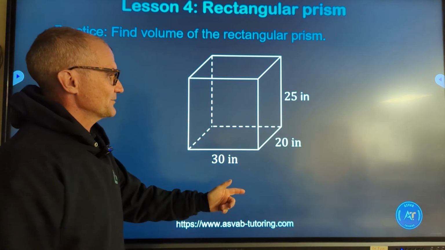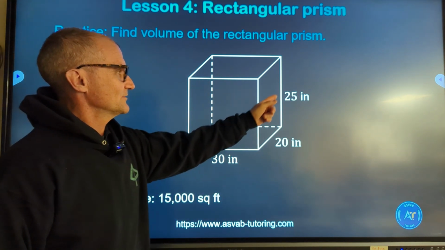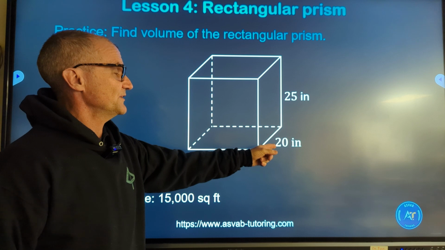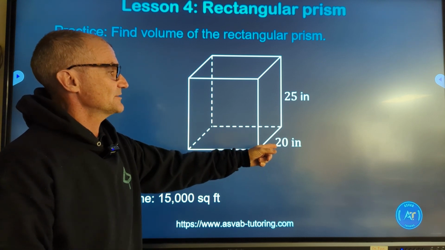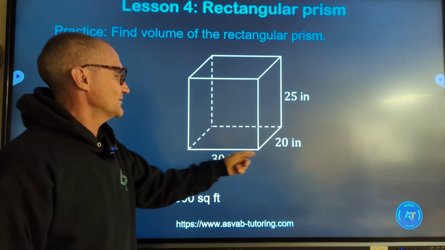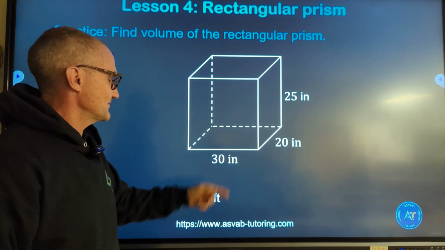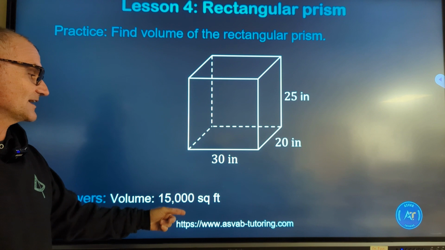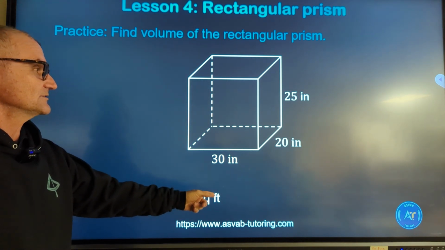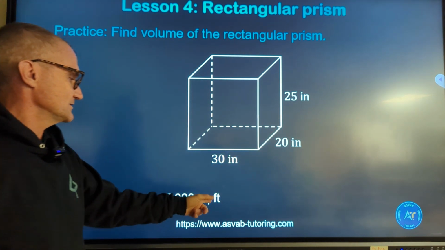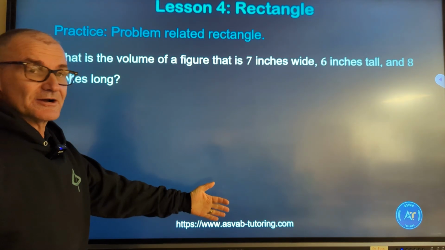But the way I want to multiply them is so I can figure them out. So 25 times 2 is 50, plus that 0 is 500. 500 times 3 is 1,500, plus that 0 to give me 15,000 square inches. Again, the units are wrong. We're all in inches, so it's 15,000 cubic inches. All right, pause the video.